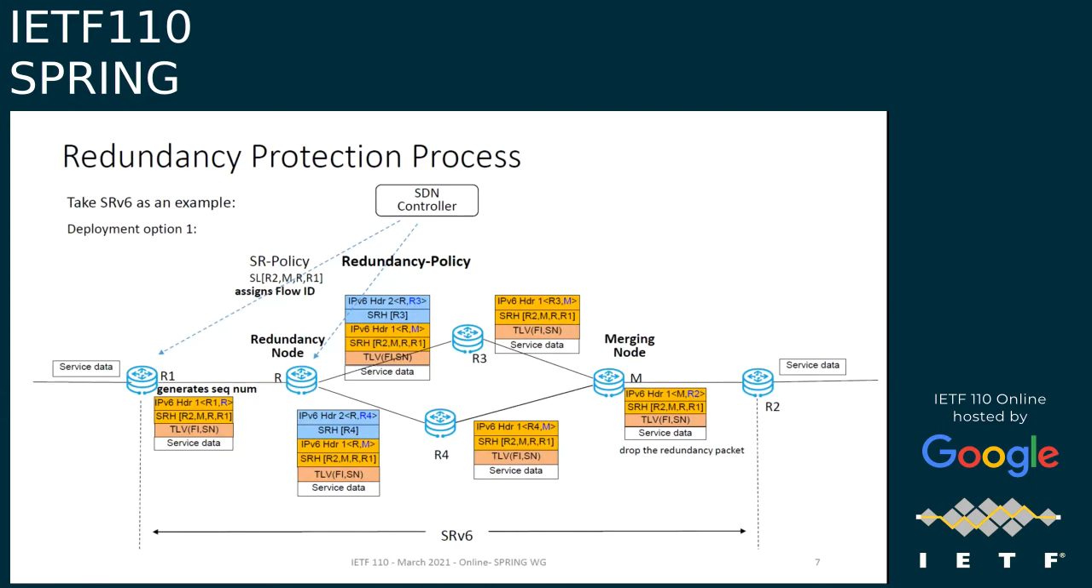In the current draft, we define this ordering as an optional function. Currently, we are focusing on the replication and elimination part, but I think that is some work that we can do after we finish the first phase.